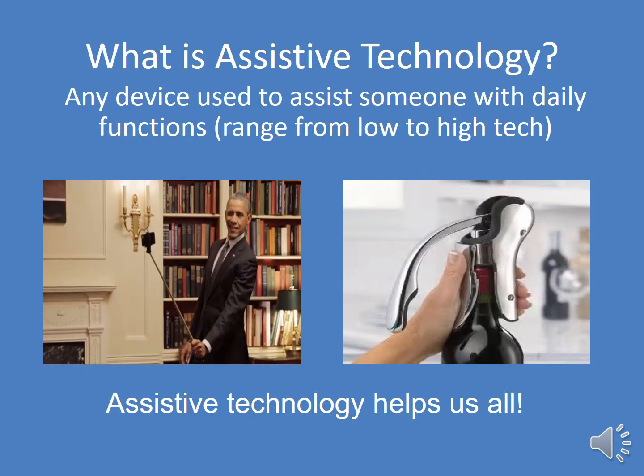So what is assistive technology? Assistive technology is any device used to assist someone with daily functions. So it's not something that's used just by people with special needs or disabilities. We use assistive technology every day. Examples include President Obama using a selfie stick, and it could be any one of us opening up a bottle of wine for dinner.